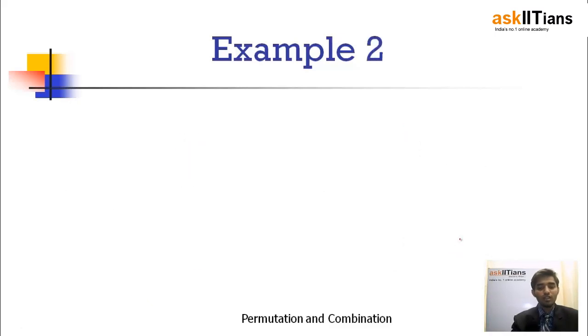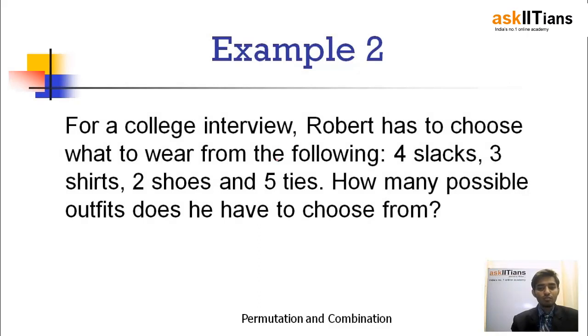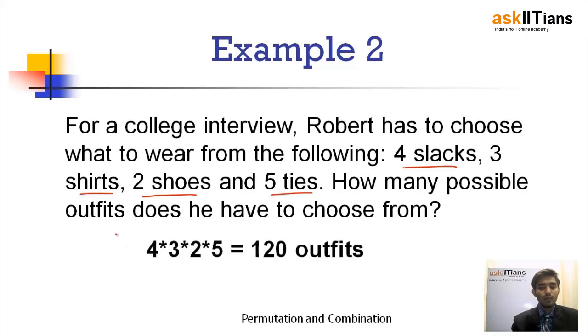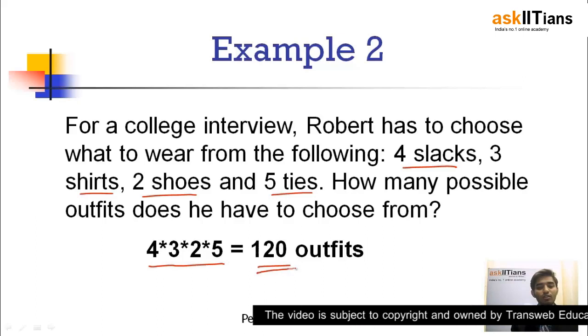Let us see with a different example. Suppose let's consider this example. A robot has to choose what to wear from the following: 4 slacks, 3 shirts, 2 shoes and 5 ties. How many different outfits are possible? That we have to find out. Okay, so total outfits will be given by 4 into 3 into 2 into 5, that is equal to 120.